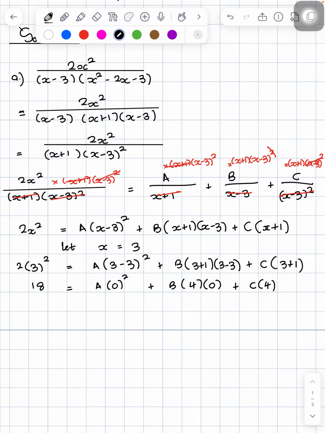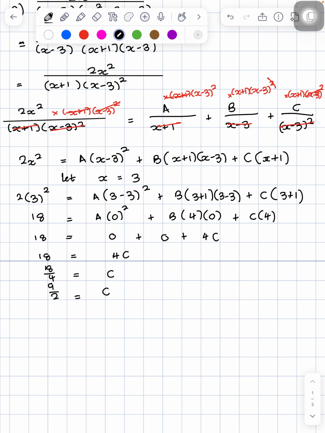Okay. We know that brackets means multiply, as long as there is no sign in between those numbers. So a times 0 squared gives us a what? A 0. So this is 0 plus b times 4 times 0 is 0 plus c times 4 is what? 4c. Okay, which is 18. Right, meaning that 4c equal 18, making our c 18 over 4, of which you can reduce this to lowest term to become 9 over 2.